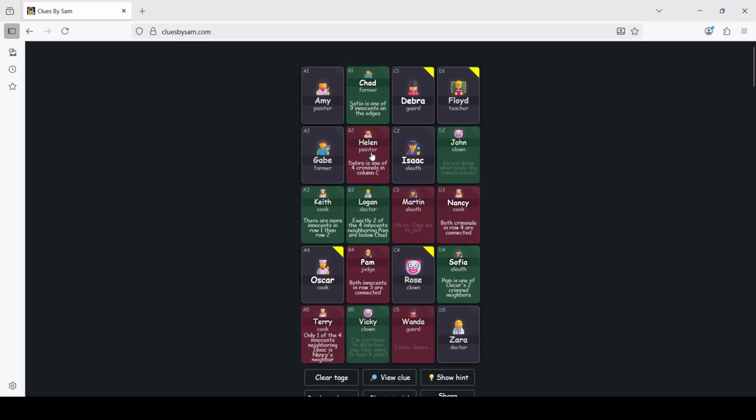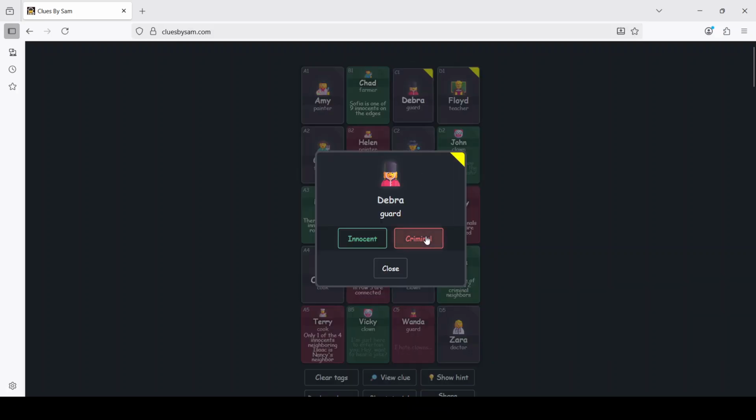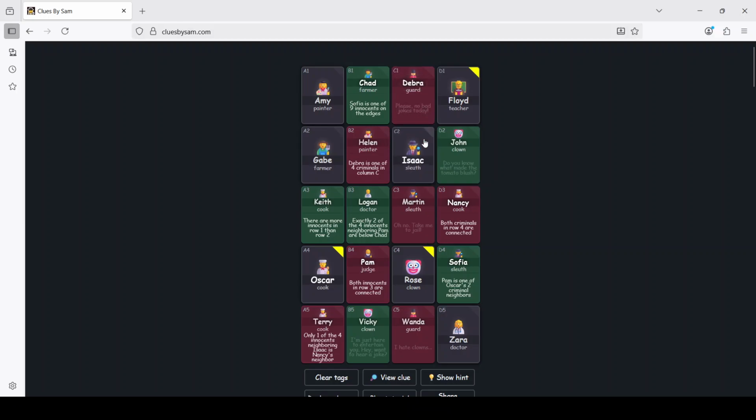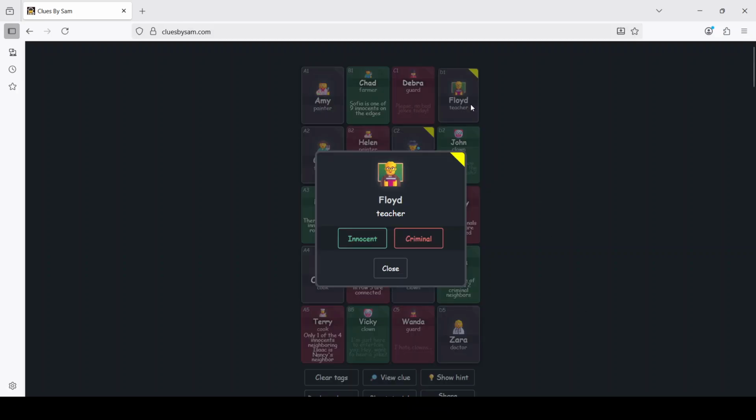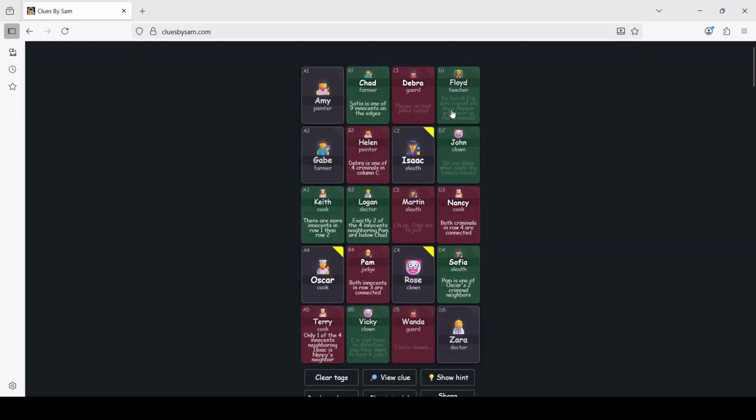Anyway, Deborah is one of 4 criminals in column C. Well, that's nice and straightforward, and it lets us know that either Isaac or Rose is going to be a criminal, but not both. And it's also letting us know that Floyd is innocent. So now we can start running some possibilities to see if we can get 9 innocents on the edges and all other clues satisfied. While I'm thinking about it, I'm just quickly knocking out some clues we don't need anymore.